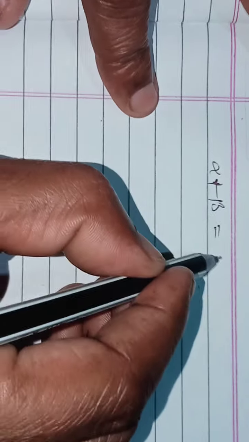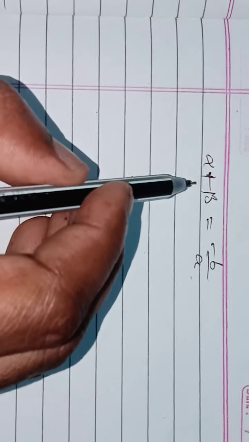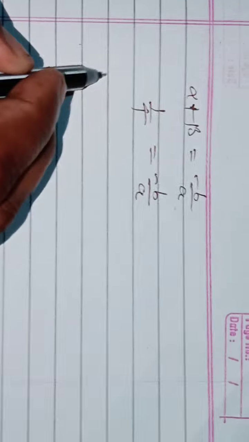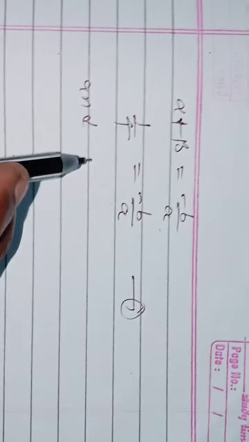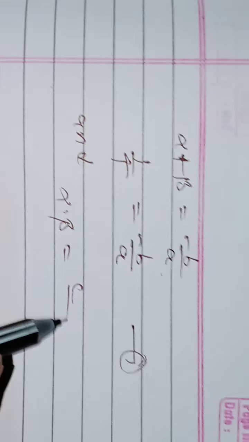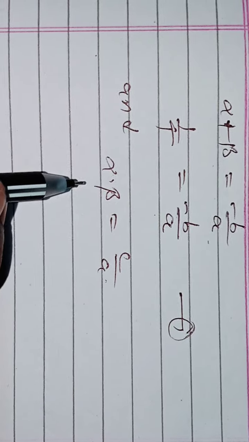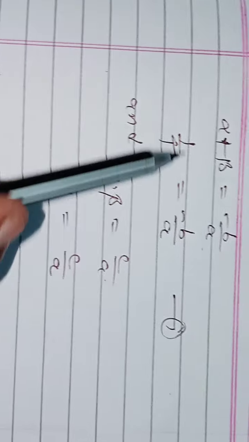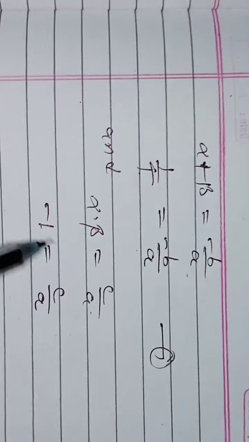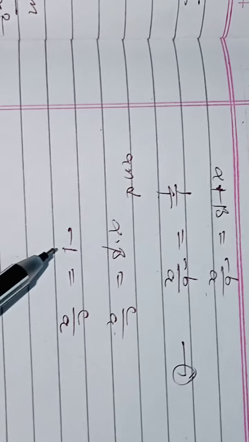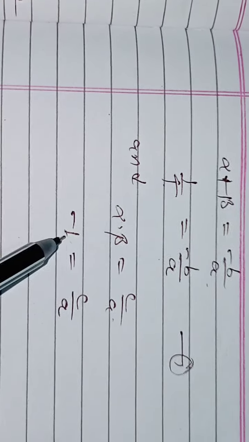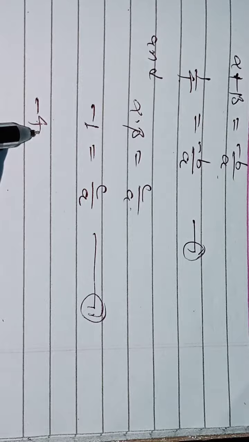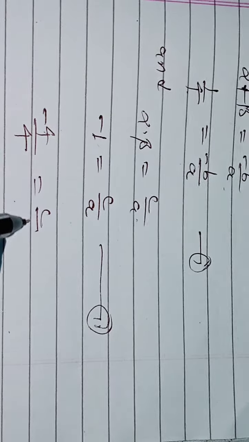Second method: alpha plus beta is equal to minus b by a. Here alpha plus beta is equal to 1 upon 4 is equal to minus b by a, the first equation, and alpha into beta is equal to c by a. Alpha into beta is minus 1, so minus 1 is equal to c by a. In the first equation the denominator is 4 and in the second the denominator is 1, so convert both to equal denominators. To make equal denominators, multiply the second by 4 in numerator and denominator. So this can be written minus 1 into 4 by 4 is equal to c by a.